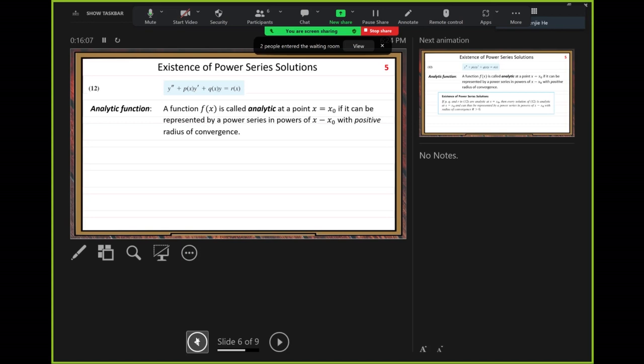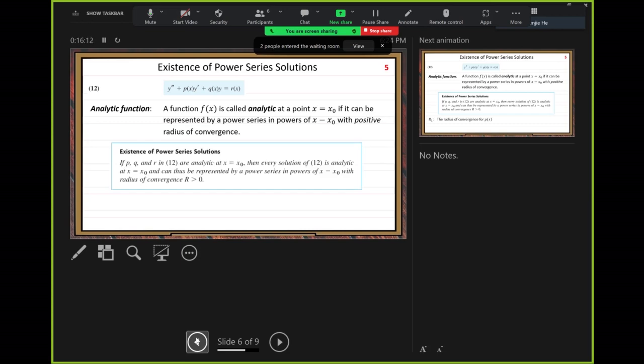All right. So with positive radius of convergence, now we can state this theorem, the existence of power series solutions. Look at equation 12: if P, Q, R, these three functions of x, are analytic at x equals x0.